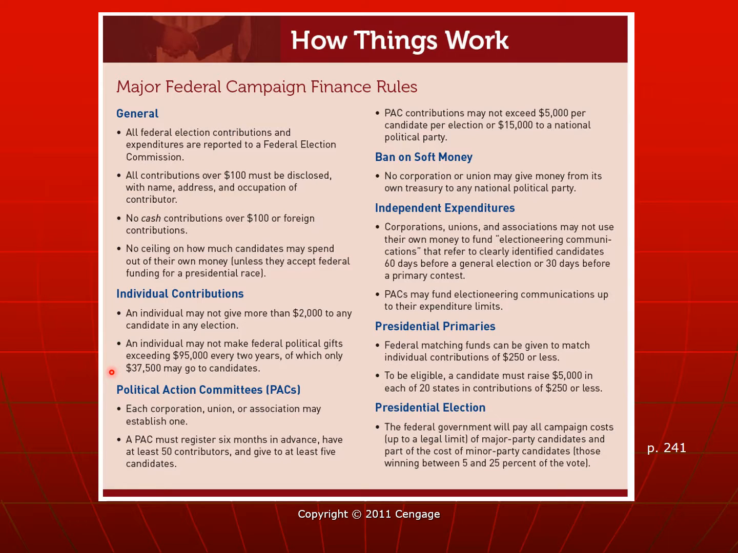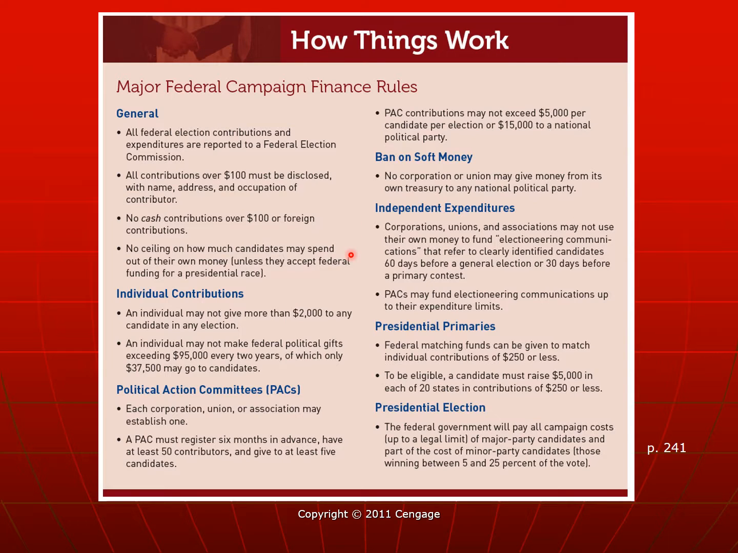An individual may not make federal political gifts exceeding $95,000 every 2 years, of which only $37,500 may go to candidates. PACs, each corporation, union, or association may establish one. They must register 6 months in advance, have at least 50 contributors, and give to at least 5 candidates. PAC contributions may not exceed $5,000 per candidate per election or $15,000 to a national political party. No corporation or union may give money from its own treasury to any national political party.